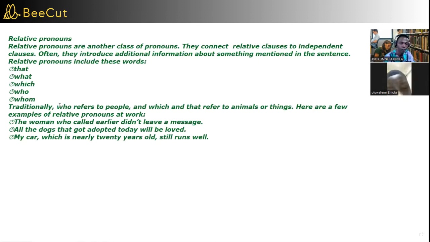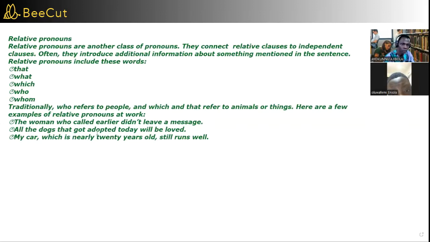So traditionally, we use who to refer to people, while which and that refer to animals or things. Here are a few examples of the way we can use relative pronouns. The woman who called earlier didn't leave a message. So it would be wrong to say the woman that called earlier or the woman which called earlier. Take note of that. Who refers to people, while which and that refer to things or animals.